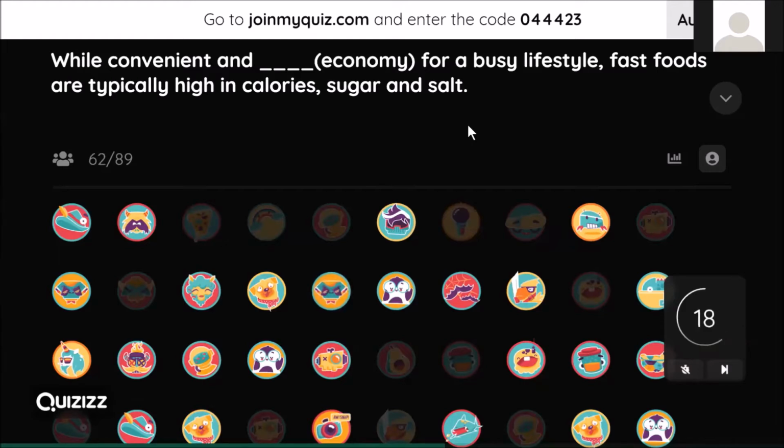Okay, the last one is quite an important rule. The last clue that you're going to learn for word form. This one is what they call parallelism.